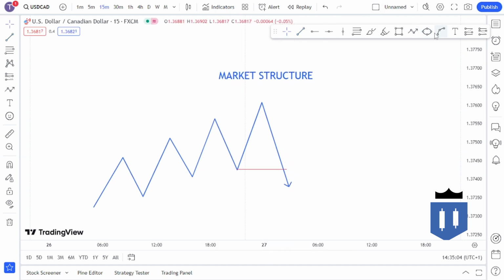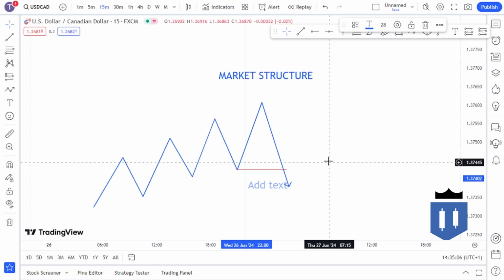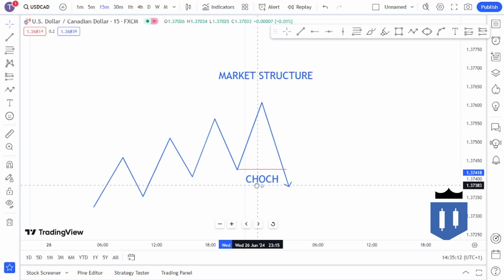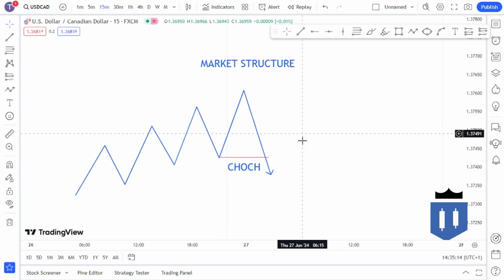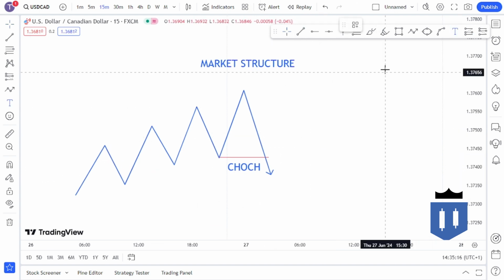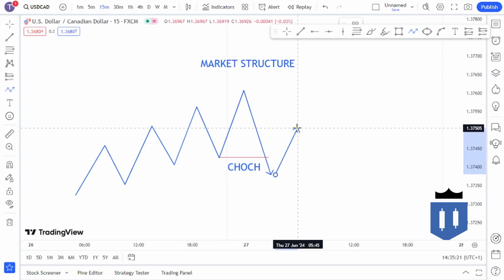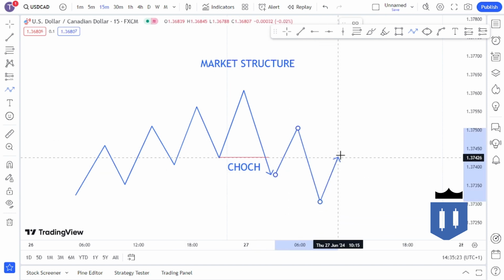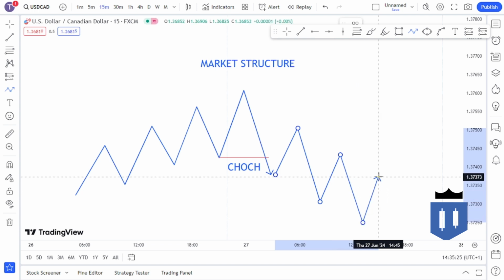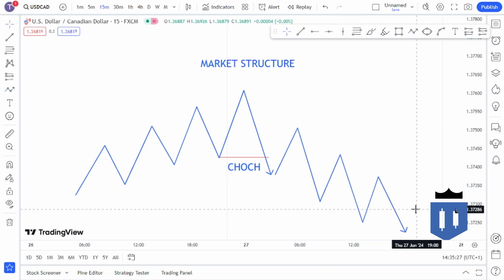CHoCH. How is CHoCH written? CHoCH is written like this. Okay, CHoCH is written like this, so this is a CHoCH. Okay, and the CHoCH is change of character in full meaning. So when this happens, in most cases, price wants to do this, breaks down, do this, breaks down, do this, breaks down. Do you see that?